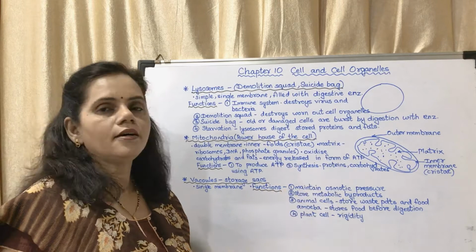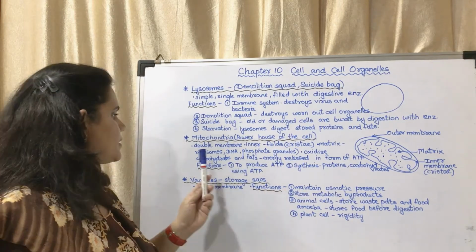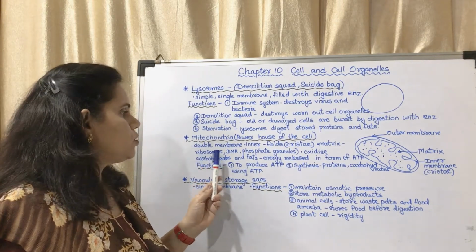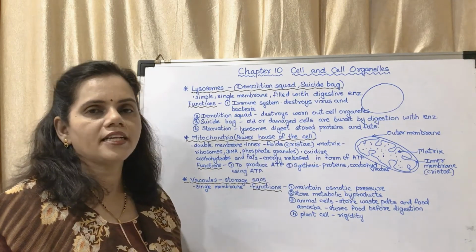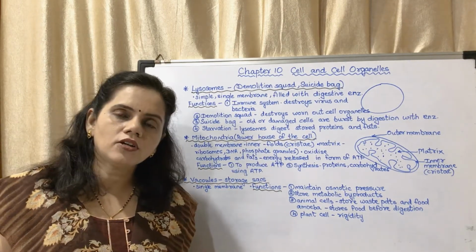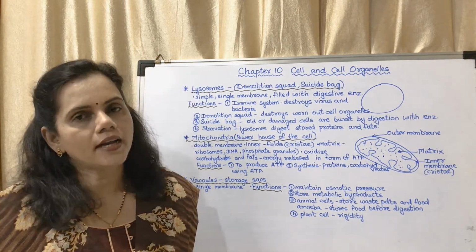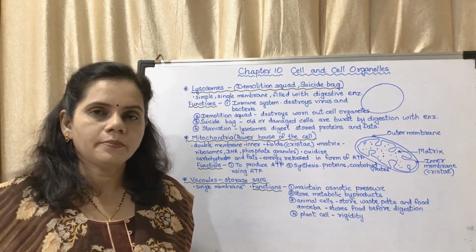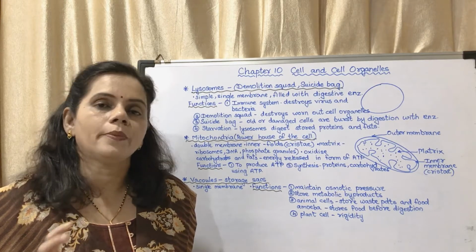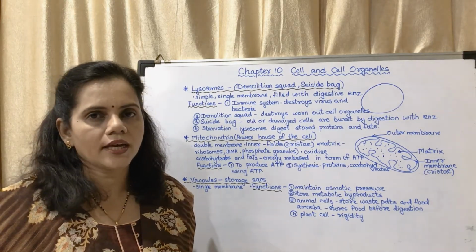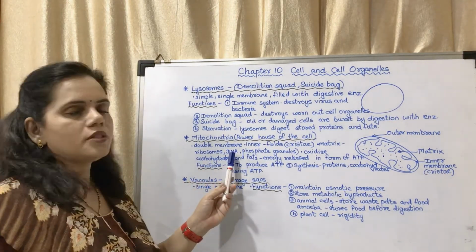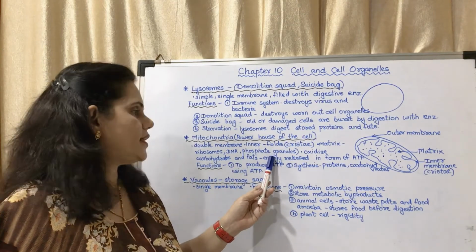Inside that there is a matrix. That matrix contains ribosomes, DNA, phosphate granules, etc. So mitochondria has its own DNA and its own ribosomes, which means it can produce proteins on its own.